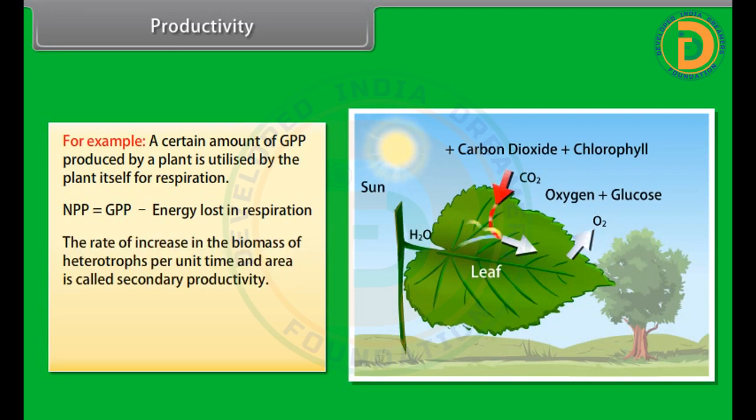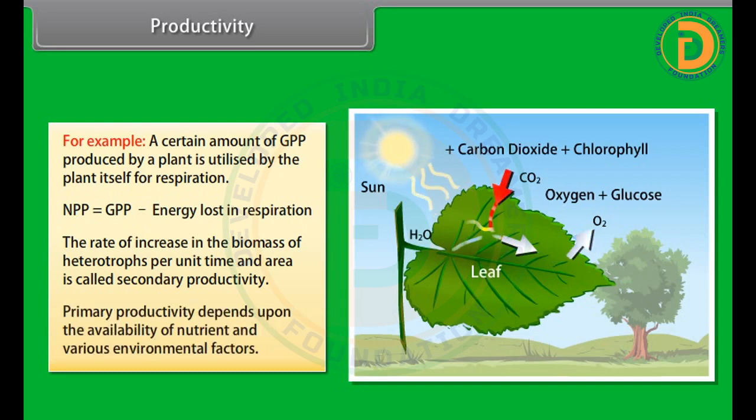The rate of increase in the biomass of heterotrophs per unit time and area is called secondary productivity. Primary productivity depends upon the availability of nutrient and various environmental factors.